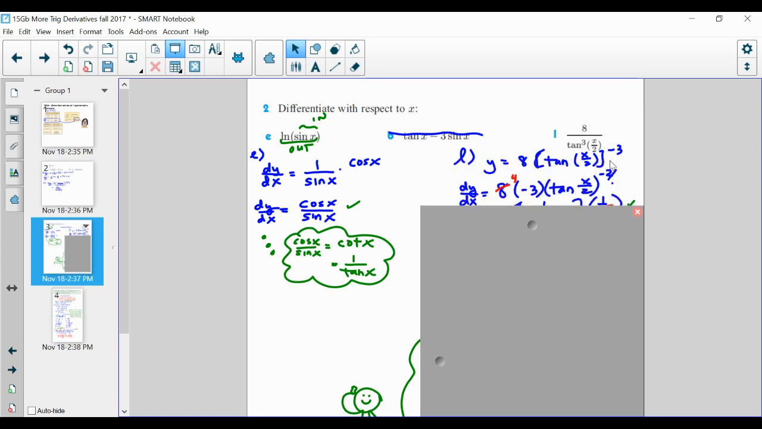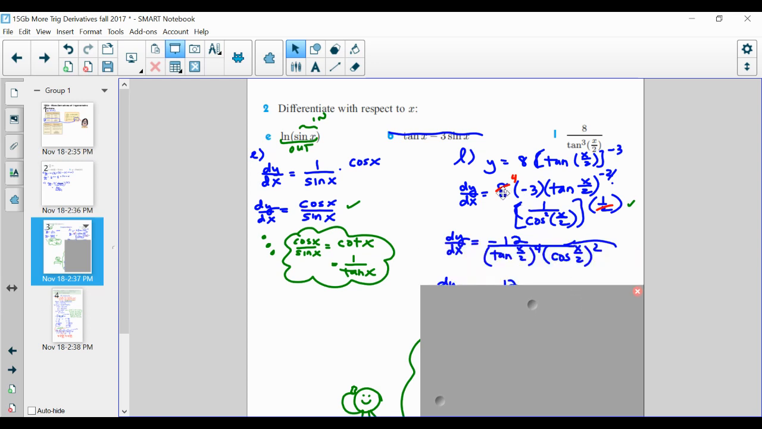For L, we have 8 over tan cubed of x over 2, so we're just getting a little more complicated. It might help if we rewrite this as a product instead of as a quotient. So 8 times tan of x over 2 to the negative 3. Then I can pull out the 8, drop the 3, keep the tan x over 2, reduce the exponent by 1, so that becomes negative 4. I know that's a little weird to see. Times the derivative of the inside, which is 1 over cos squared x over 2 times 1/2. And then I can tidy it up a bit.